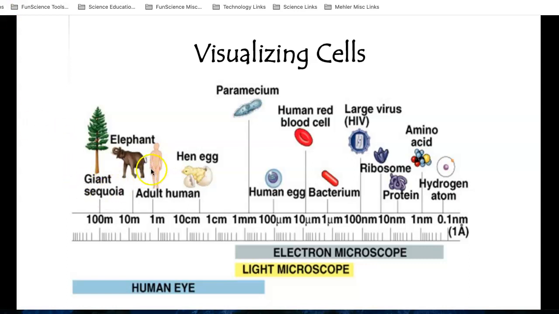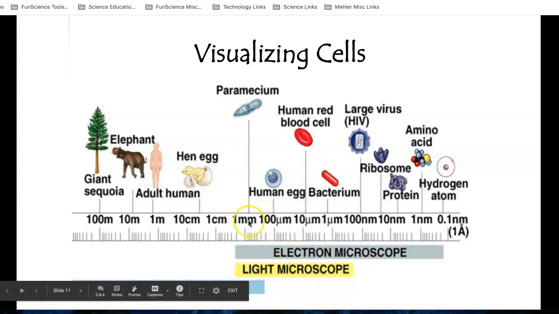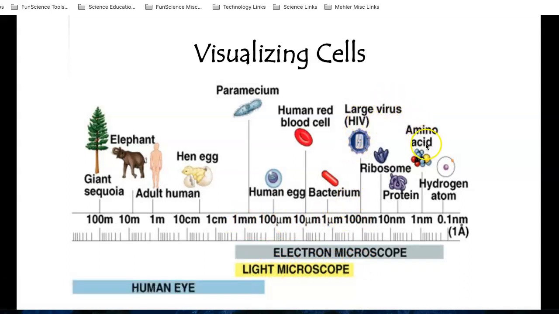So a human being, if we wanted to measure a human being, we could do that with meters. If we wanted to measure an egg of a hen, that would be in centimeters. But once we get past millimeters, there's 1 millimeter, we need to use microns. So a human egg might be about 100 microns. A red blood cell might be 10 microns. Notice that our light microscope can see these dimensions. But once we get down to things like viruses or molecules, we can't even use microns anymore. We have to use 1 micron divided by 1,000, which are called nanometers. We won't talk too much about nanometers in this course, but we are definitely going to be talking about microns and the size of cells.